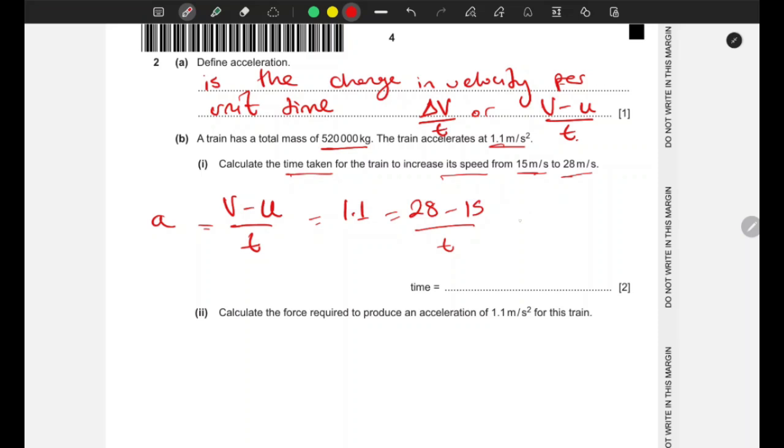So now we can just rearrange this. So that would give us 1.1 t equals 28 minus 15. Let me just rewrite that. 28 minus 15, and then we divide that by 1.1. So divide both sides by 1.1. That would give us 11.8. Or we can just write it as 12 to 2 significant figures. Either way, it's okay.